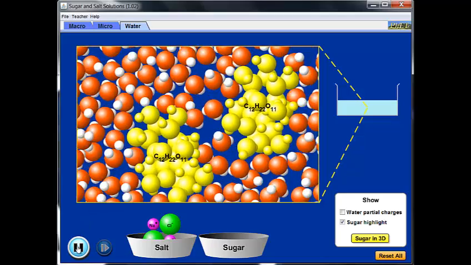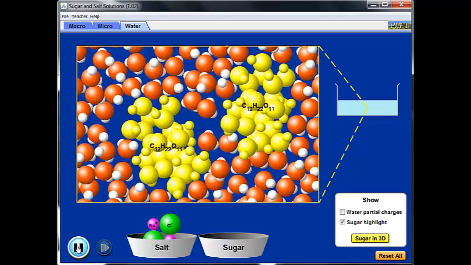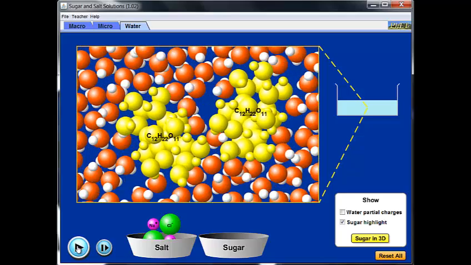Notice how the sugar doesn't break up like the salt did. So why is that? Well, let's look a little closer. The sugar molecule actually has many OH groups which have similar positive and negative charges just like the water. This allows the sugar molecule to interact favorably with water through hydrogen bonding. We can see this better by removing the yellow coloration of the sugar molecule.